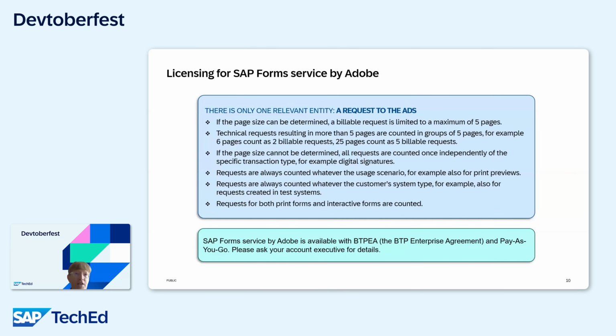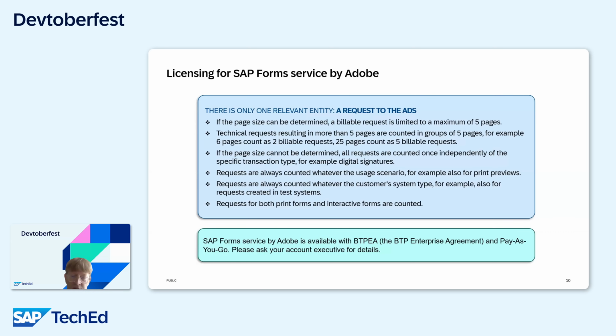So licensing, I mentioned, is different. So forget the licensing for on-premise. For SAP Forms Service by Adobe, the main concept is that of a billable request. So when you send a technical request to the ADS to generate a form, it also involves a billable request. But a billable request is not quite the same as a technical request. So if I send one technical request to generate a PDF comprising 25 pages, that is 5 billable requests, because 5 pages is one billable request.